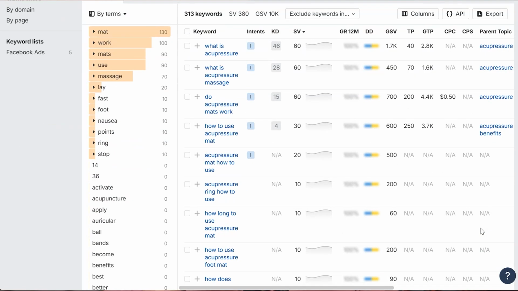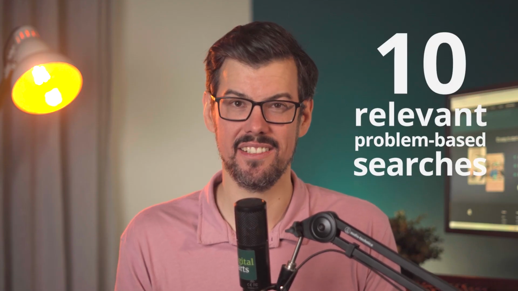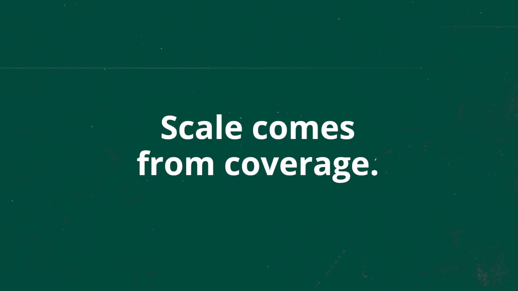The goal is not to find one winner. It is to compile at least 10 relevant problem-based searches. I suggest even doing 100 because the biggest mistake with this strategy is only running a few advertorials. Scale comes from coverage, but here's the catch. Cheap clicks can destroy your account just as fast as expensive ones if they don't convert.